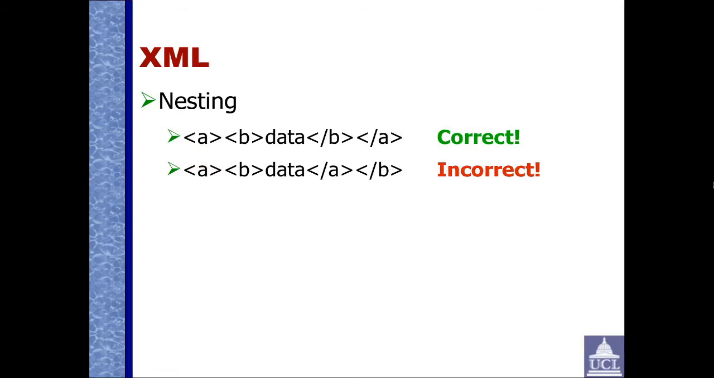What do I mean by correct nesting? Well, this gives you an example. If we have tag A being opened and then tag B being opened and then some data, we must close tag B before we close tag A. So this would be incorrect where we're opening A, opening B, then closing A and closing B.